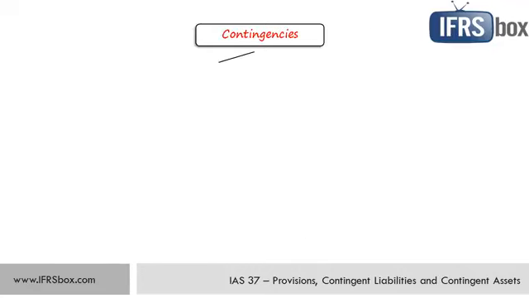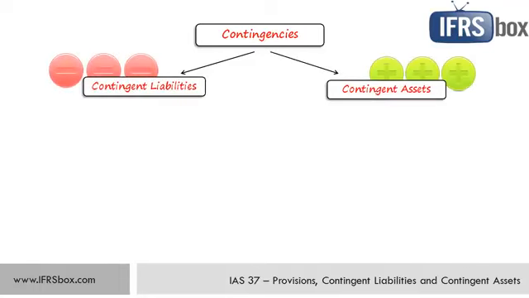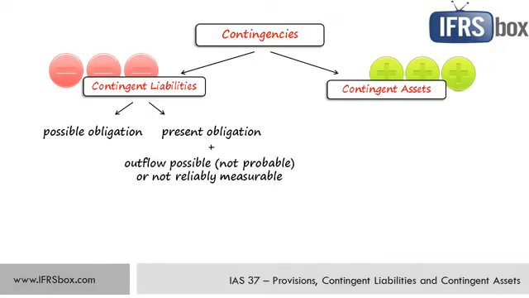A company may face both contingent liabilities and contingent assets. Well, a contingent liability is either a possible obligation that arises from past events and its existence will be confirmed by some uncertain future events that are not wholly or fully under the company's control. Alternatively, it is also a present obligation that arises from past events, but the outflow of economic benefits is just possible, so less than 50% probable, or the amount cannot be measured reliably.